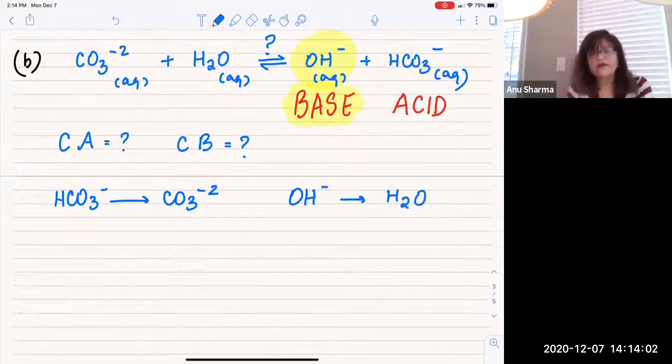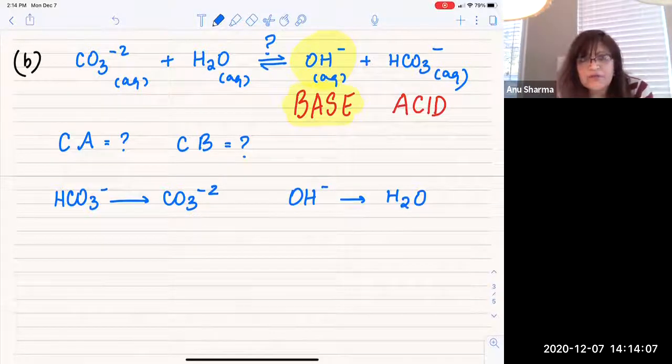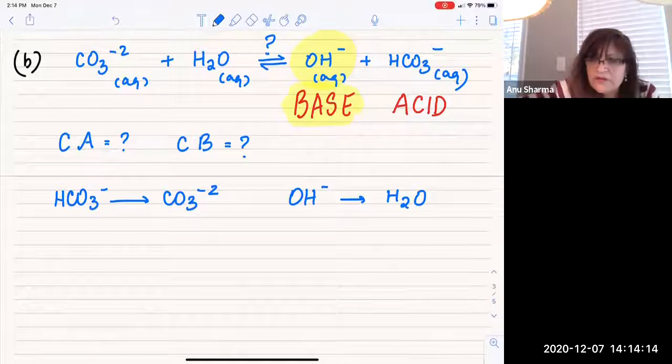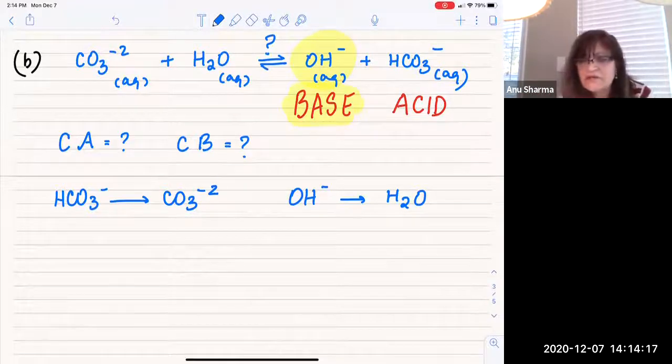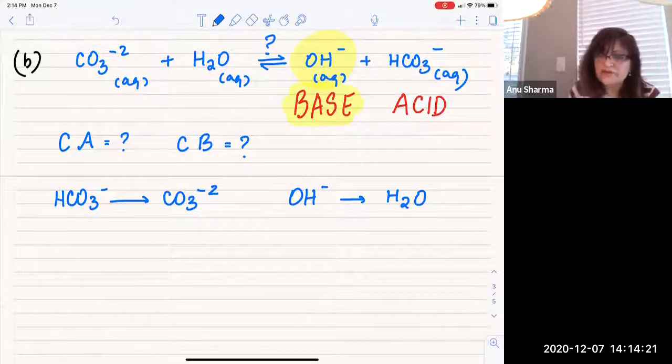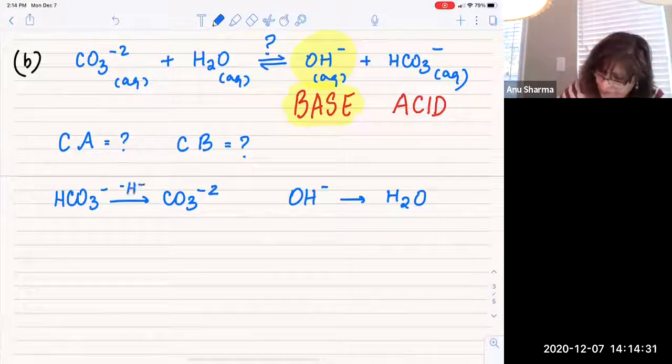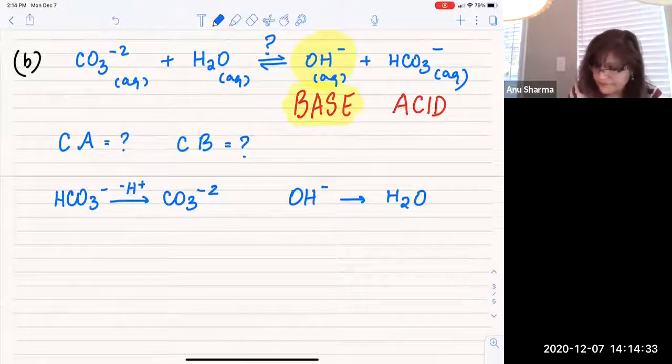So how does this happen? What did bicarbonate give to make carbonate? Come on, guys, write it down. The bicarbonate gave one of its hydrogens to the H2O, making that a base. H2O would be the base.